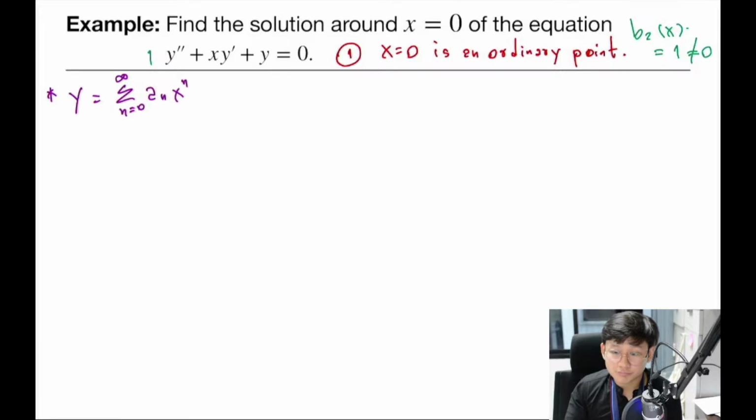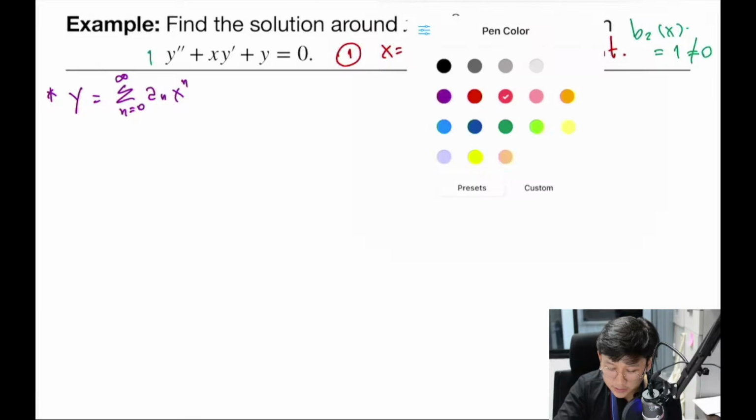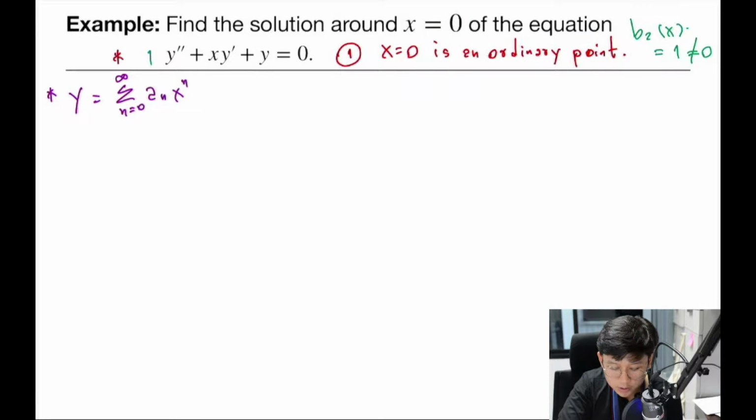Good. After that, what you need to do is find y prime and y double prime so that you can substitute all those into this equation. Let me call this equation star. So we will find y prime and y double prime, and then we will substitute them into the equation star.